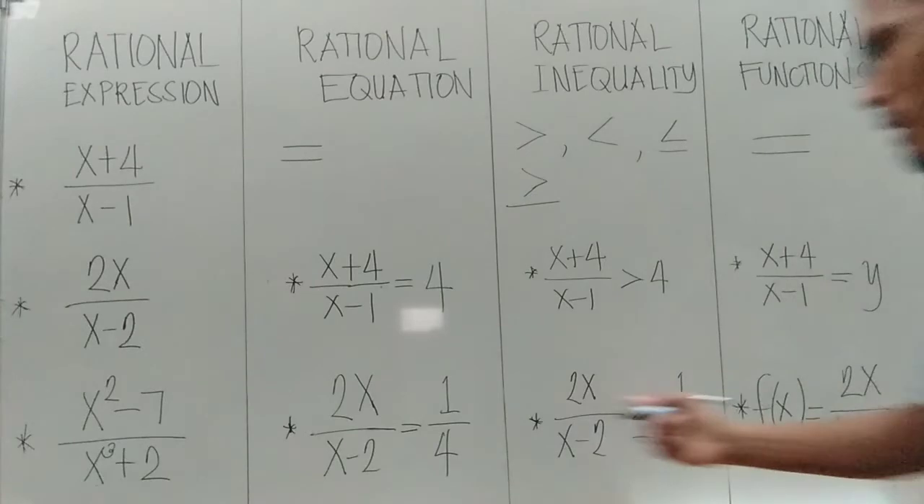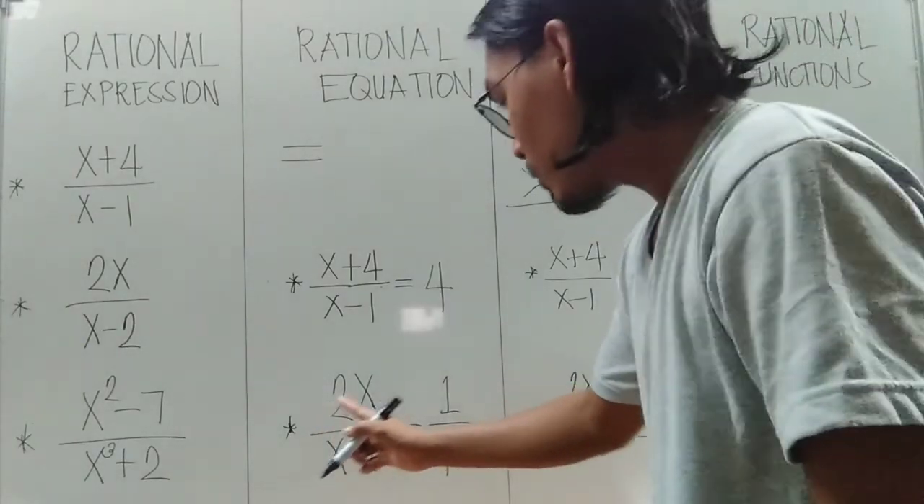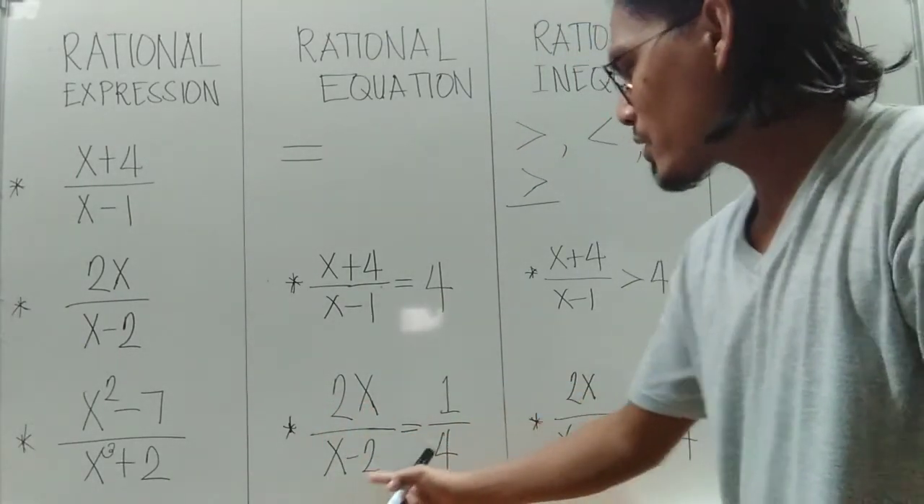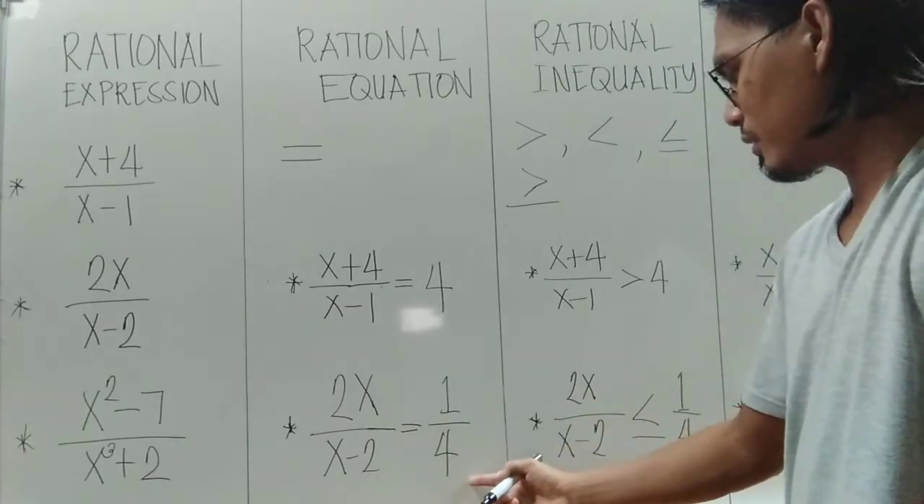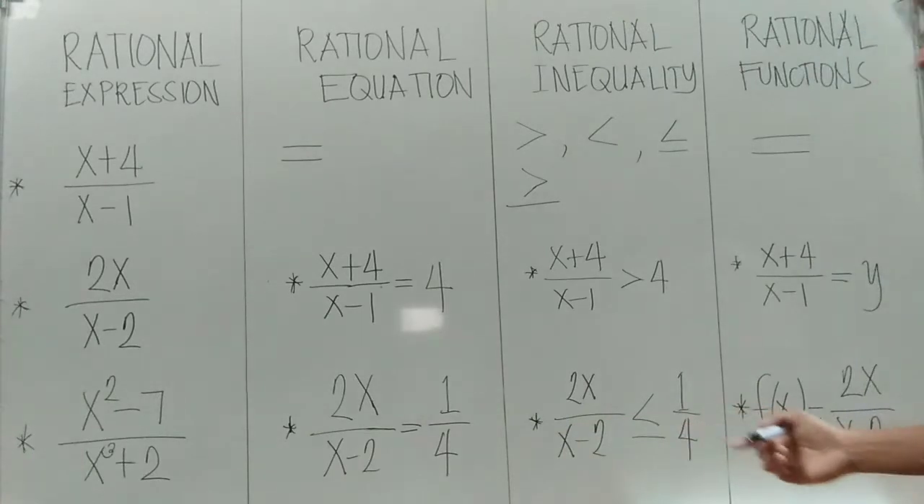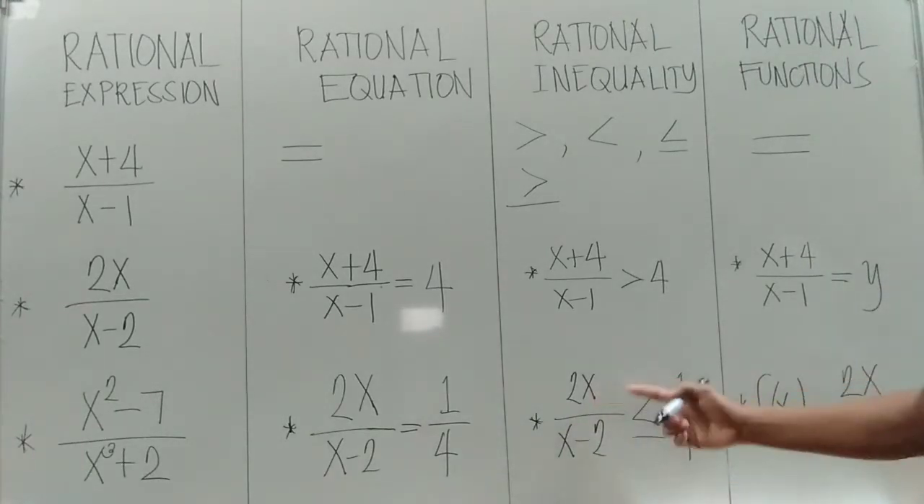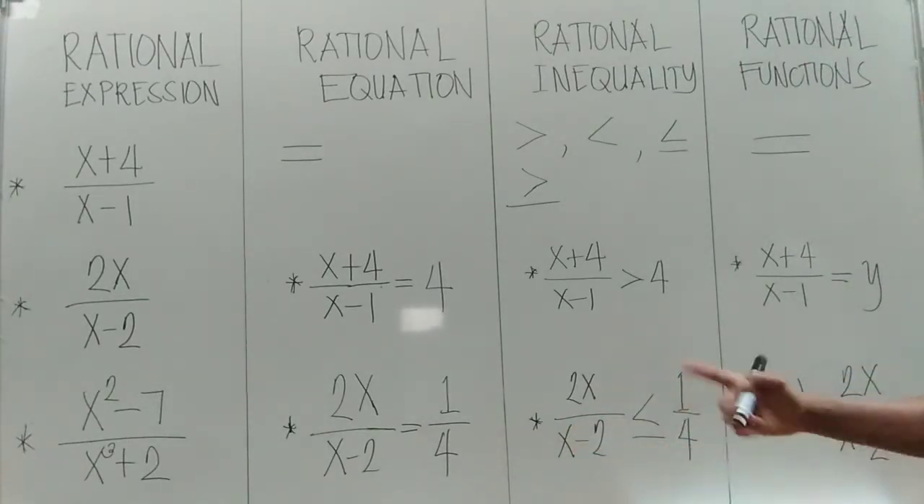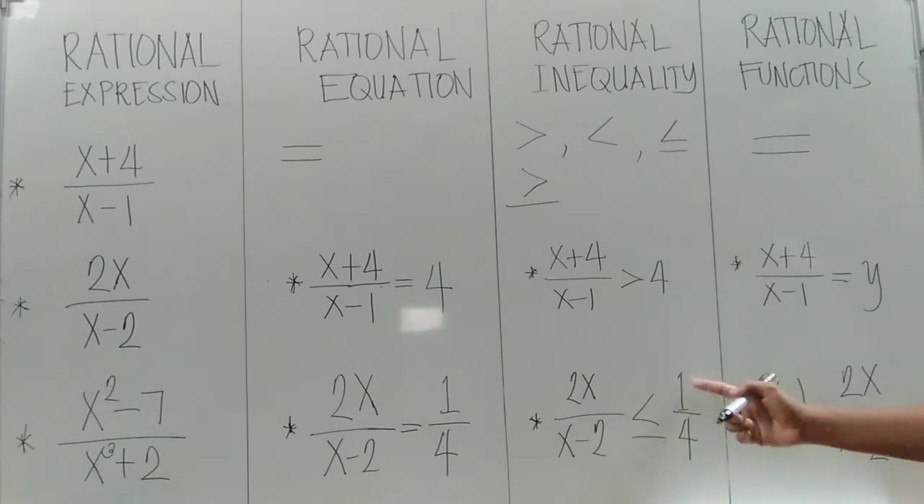Another example, we have 2x over x minus 2 equals 1/4. That is a rational equation. For our rational inequality, we have 2x over x minus 2 is less than or equal to 1/4.